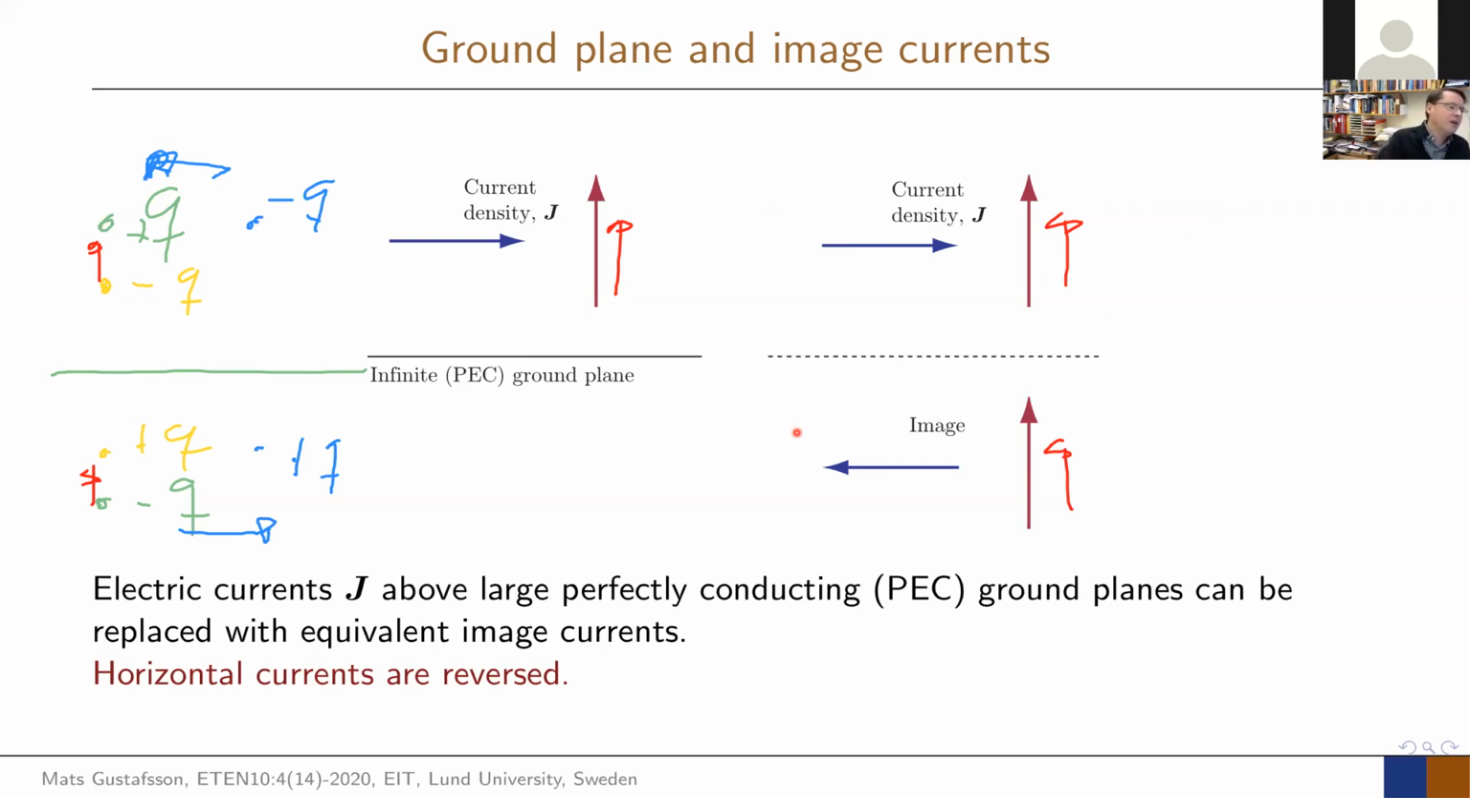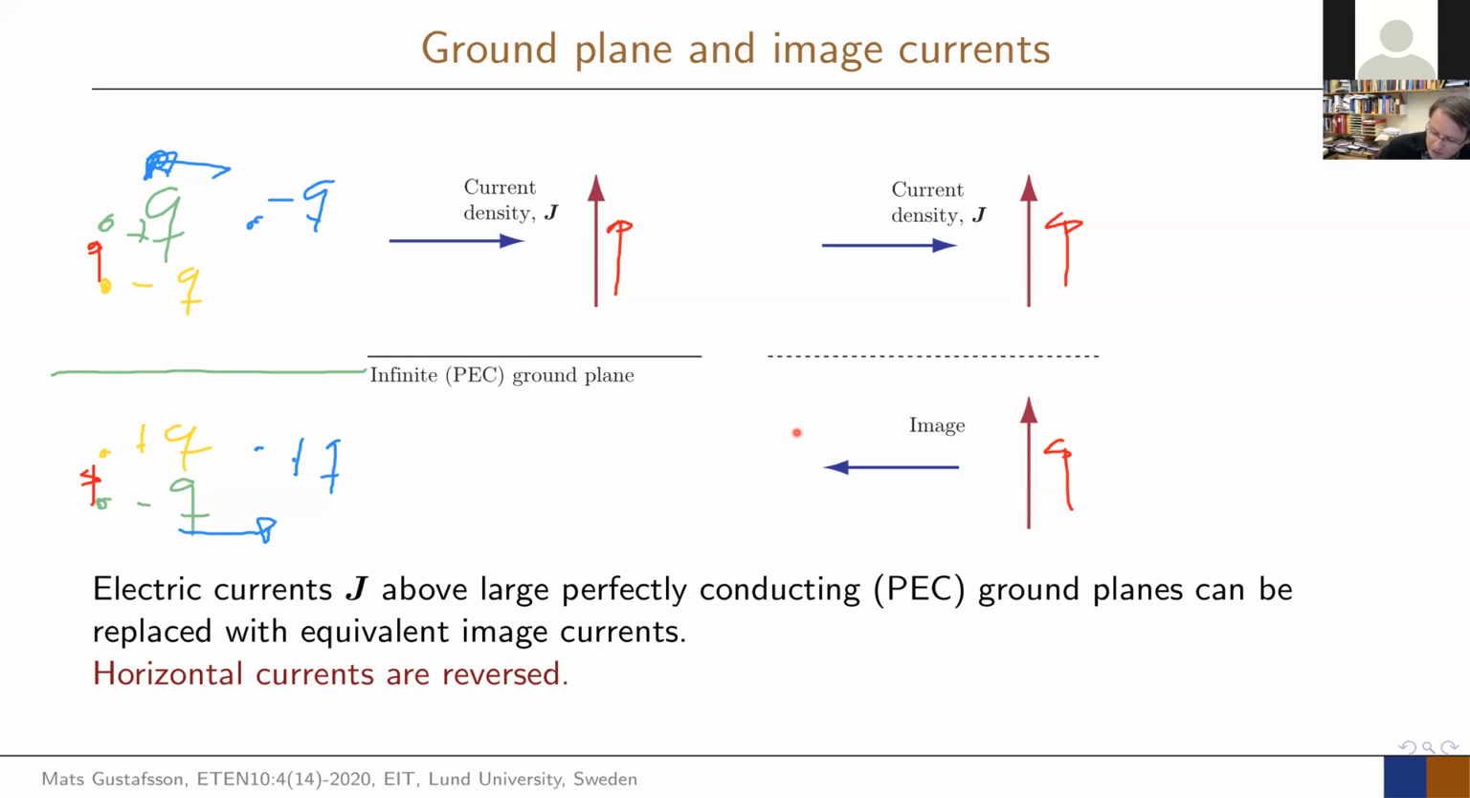And that's an easy way of understanding why horizontal currents change their direction. Vertical currents do not change their direction. That's one way of knowing it. I can give you another one, which is basically as simple to understand.